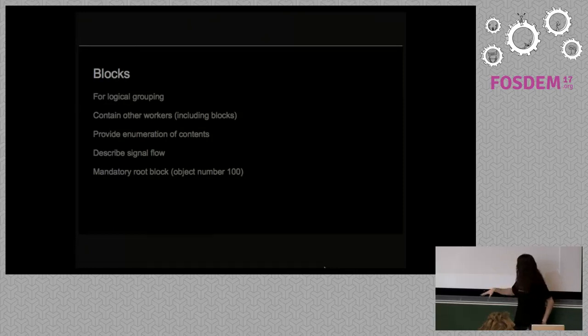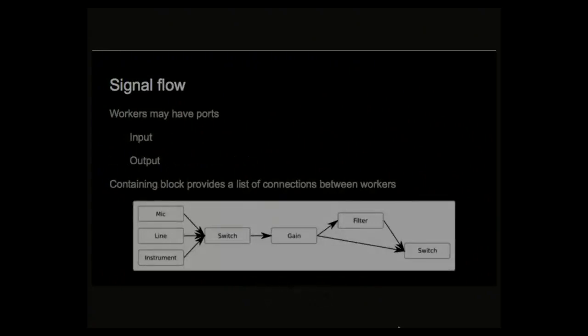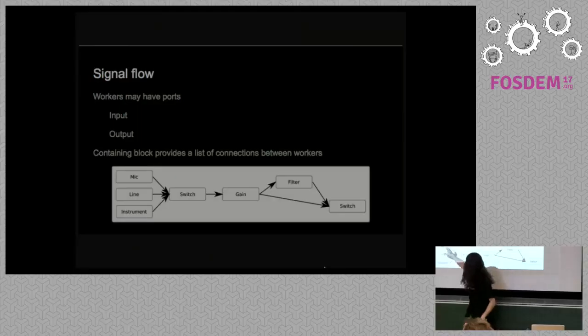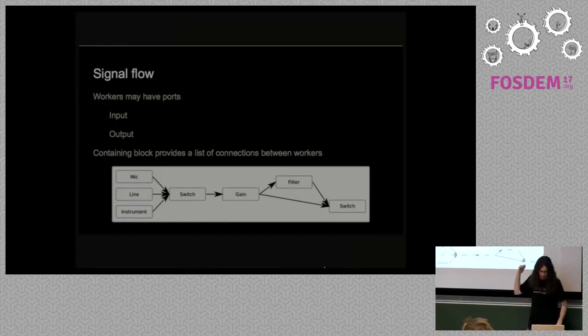They can be nested, they can contain other workers, and they have methods for describing the signal flow of the signal within the block. So in a typical case, each worker within a block would have some ports for input and output, and the block that contains them all, this big outer rectangle, you call a method on it to describe the signal flow, and it tells you this is connected to this, output's connected to this switch, and it just enumerates all of the signal path connections like that. So this is a typical example from a microphone preamplifier. We have some inputs. We choose a particular input using the switch. We can apply gain to it and optionally filter off the low frequencies.